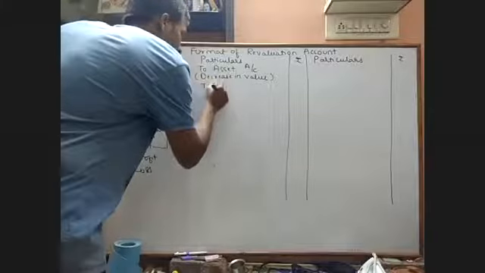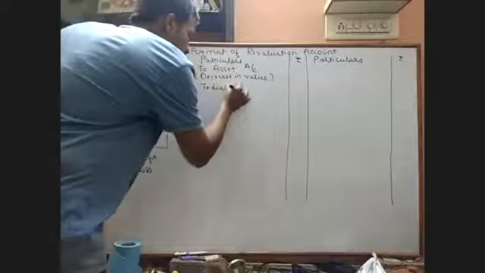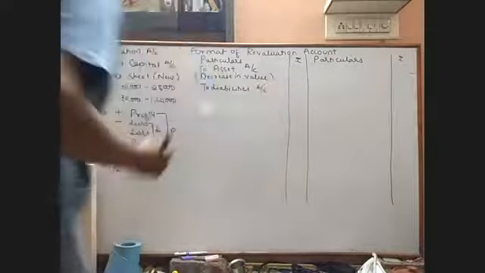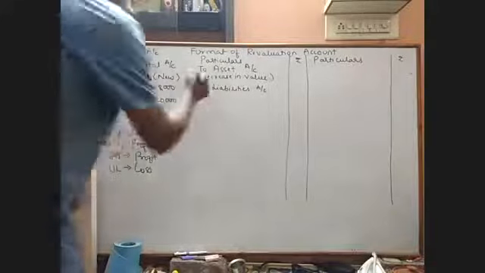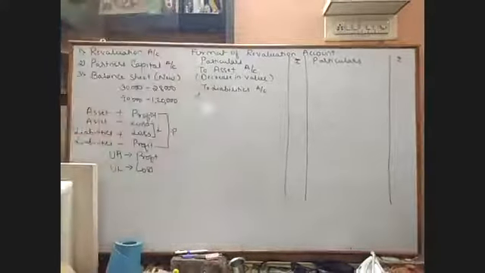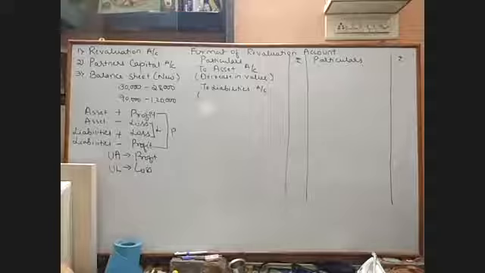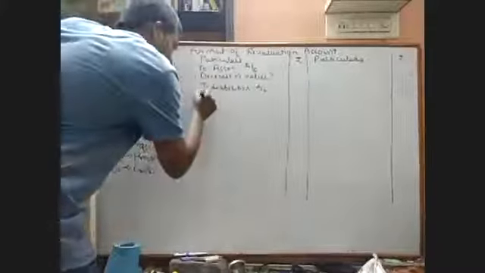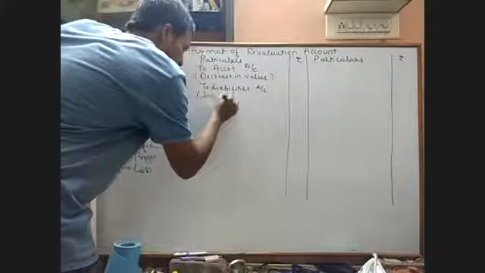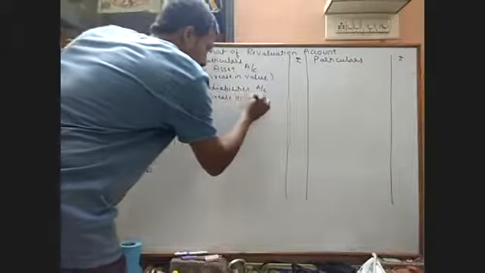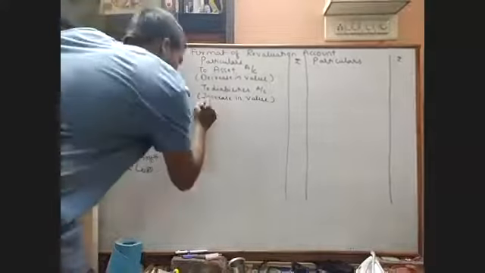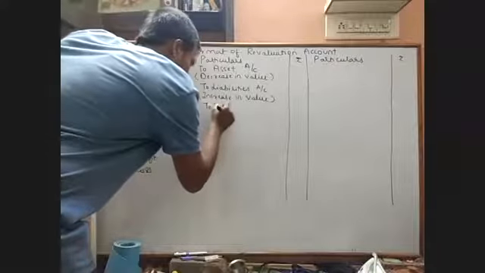Next is two: liabilities account. Just check when liability leads to loss, increase or decrease? When it is an increase. So I write increase in value. And one more time I write to liabilities account.